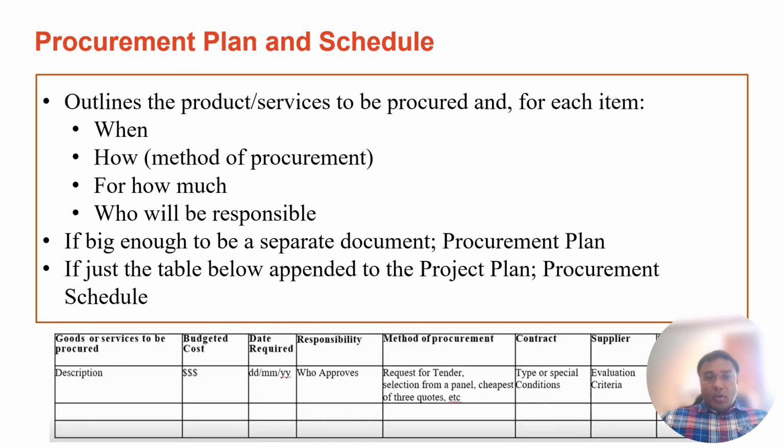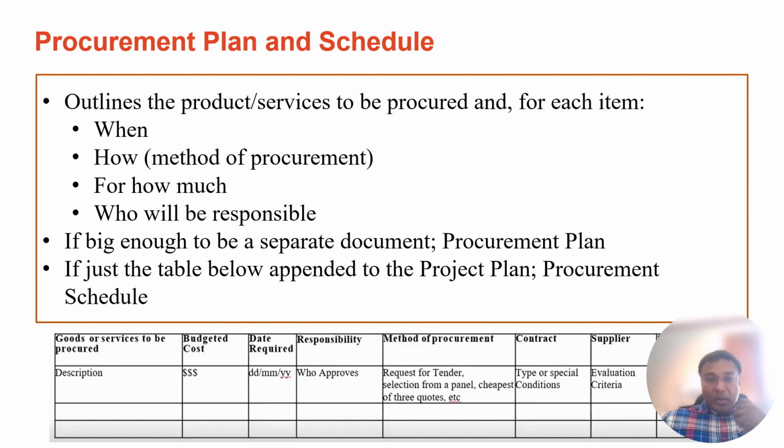So what does the procurement plan and schedule look like? A procurement plan or the procurement schedule provides a detailed roadmap. For each item to be procured, it specifies when it is needed, the procurement method, for example, if it's an open tender or limited tender or direct purchase, the budgeted cost, and who's accountable for managing it. If procurement is a major part of the project, in defense that's the case, we may produce a standalone procurement plan. For smaller projects, a procurement schedule can simply be appended to the overall project management plan.